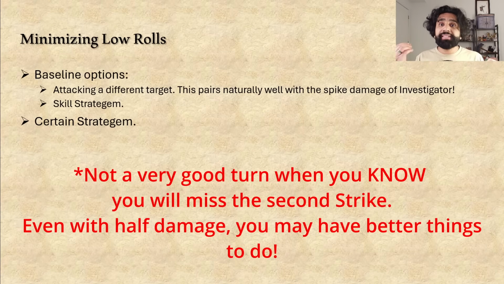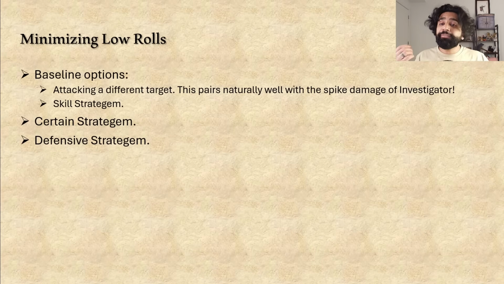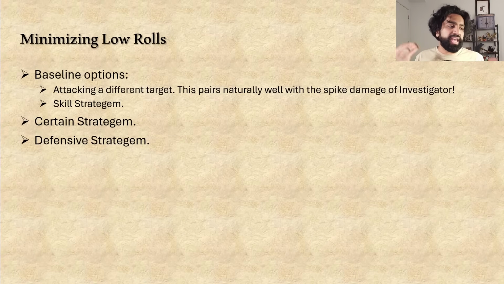Certain Stratagem is a useful option to have, but it's very much a slightly better floor for your performance than Skill Stratagem. You still want to try and avoid the floor altogether if possible. The next up is Defensive Stratagem, and this is actually a pretty good option, especially against bosses. Boosting your saving throws and your AC against a boss that you rolled low against is just a fundamentally good thing to be able to do.